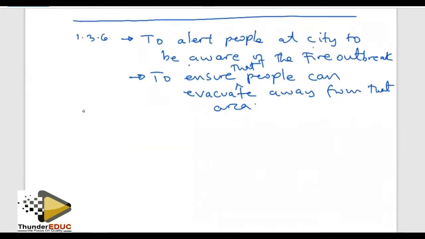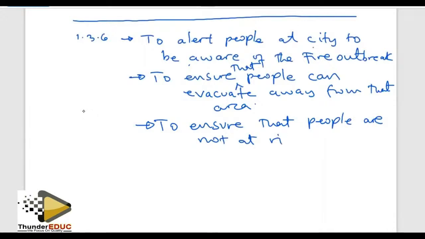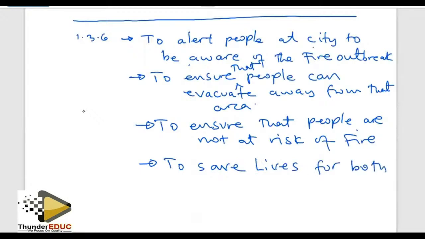Another reason why they issue warnings there is to ensure that people are not at risk of fire. So could say save lives. So they're going to issue warning to save lives for both people and animals.